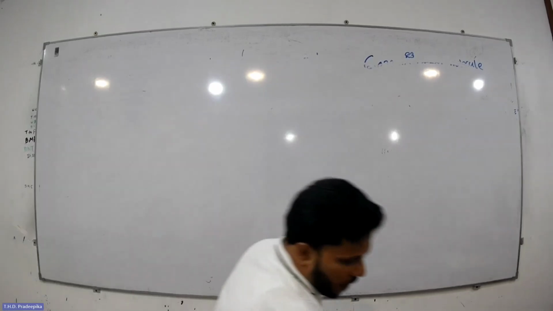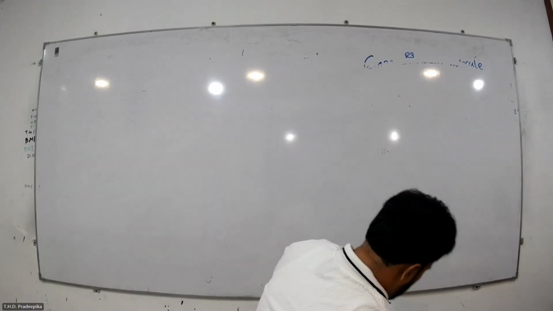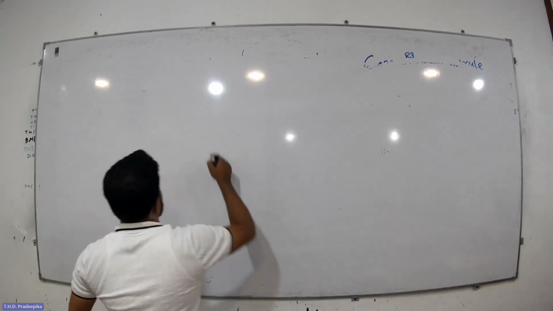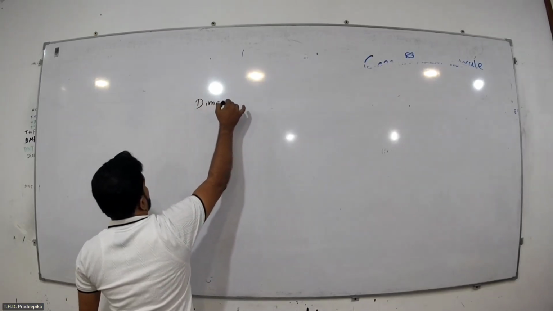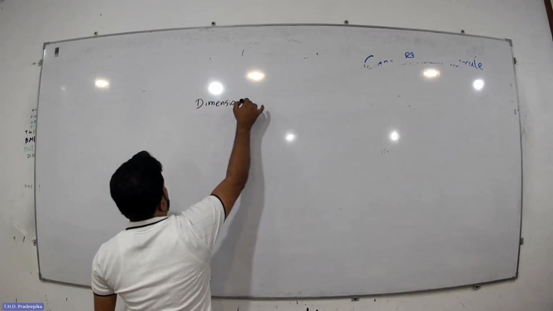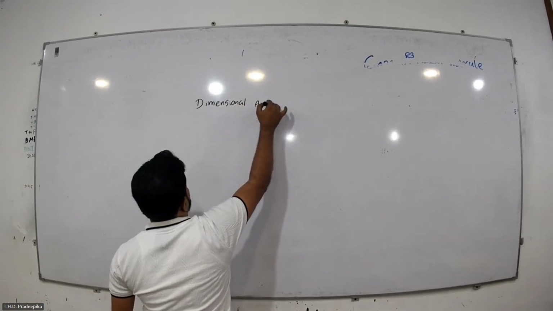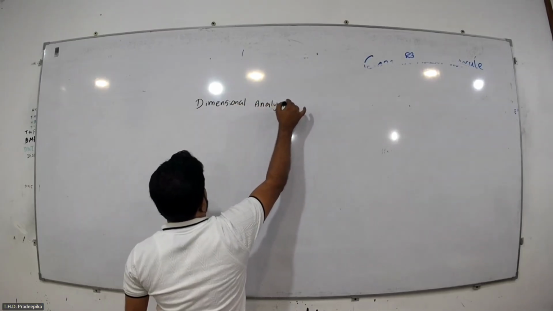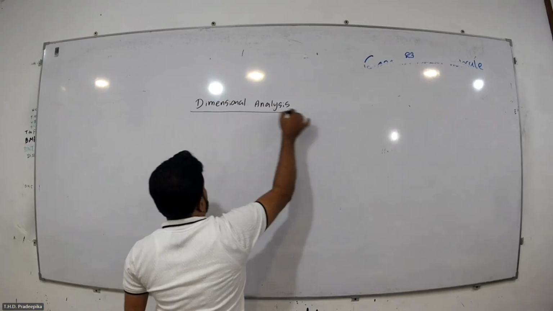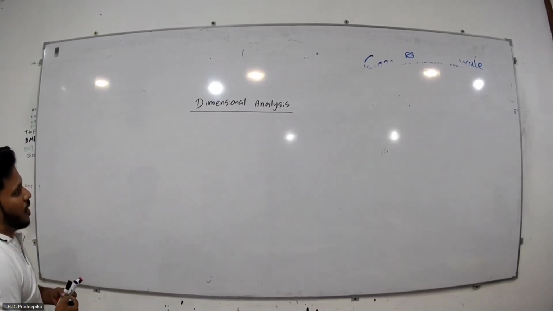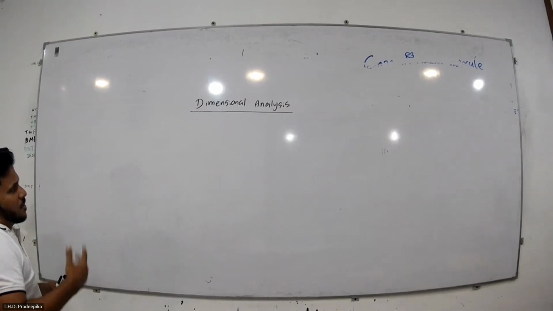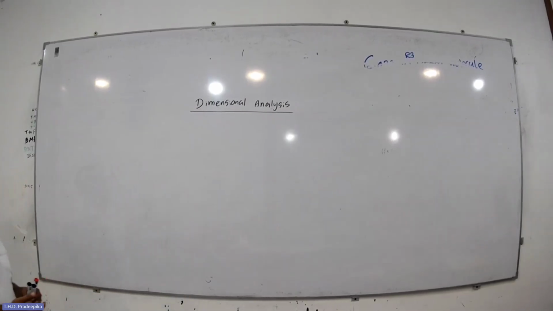Right. So our next part is dimensional analysis. This part is very much the same as the unit part. The unit part takes us into dimensional analysis, right?